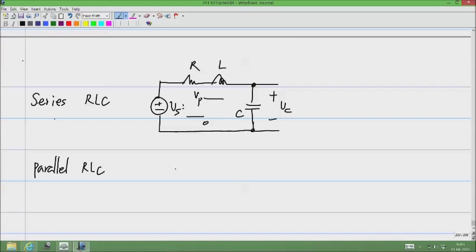Especially what I want to emphasize is that the quality factor expression is different for a series RLC circuit and a parallel RLC circuit, so don't try to learn any one of these formulas by heart. Depending on whether it's parallel or series, the damping factor will be different. Now one sanity check you can use is the following.